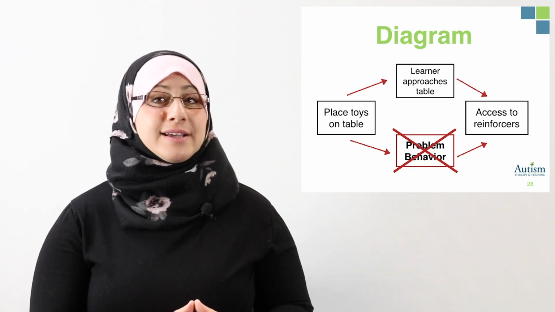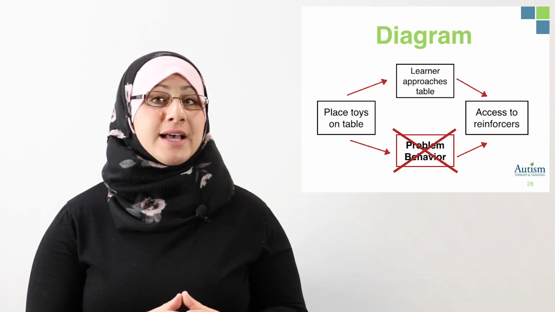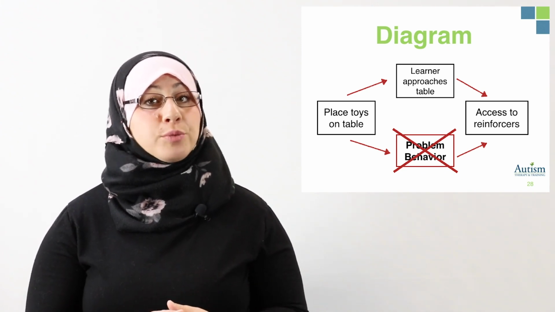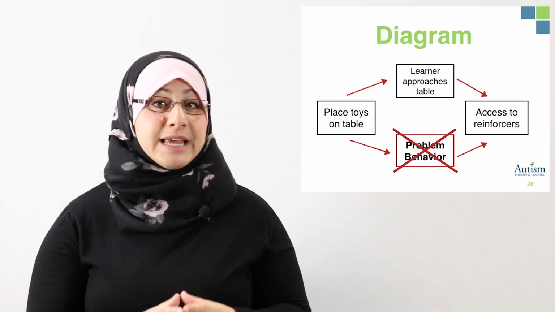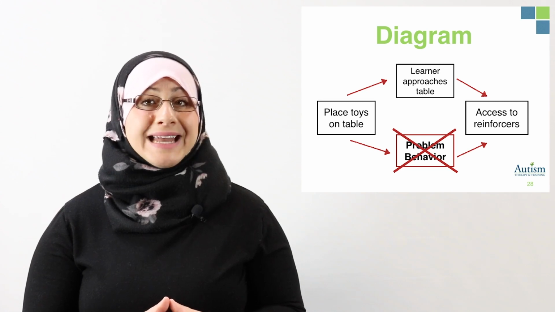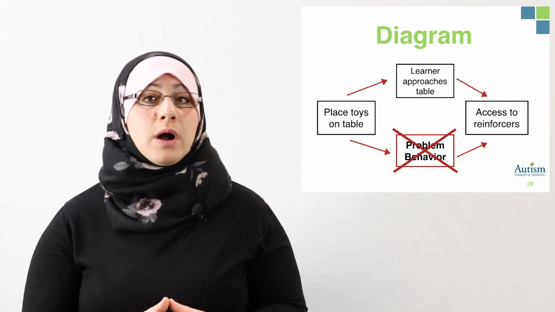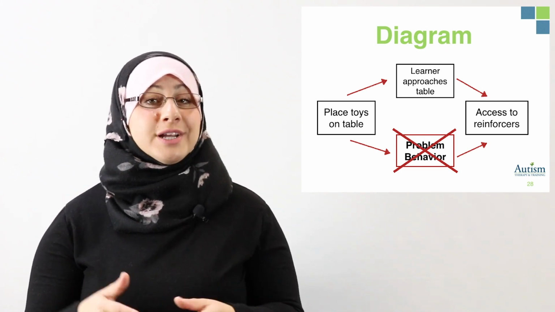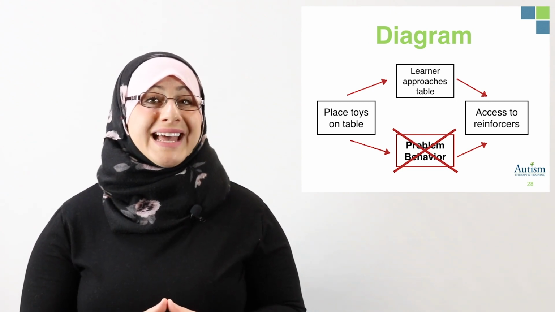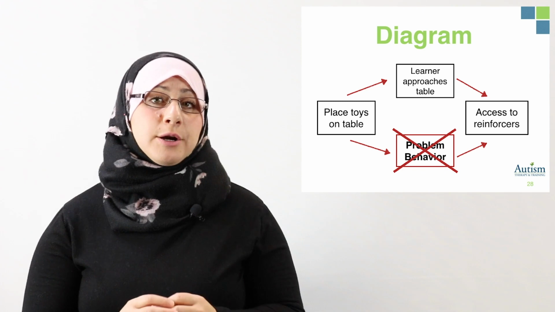So here's a diagram to show. Giving an easy task. The learner completes the easy task, then they have access to the reinforcer, rather than engaging in problem behavior, escaping the table to get access to the reinforcer. Both of those can result in access to the item, but we want the desired behavior to occur to access that item.